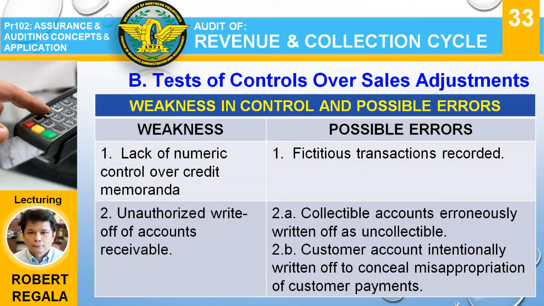Slide 33. The test of controls discussed in slides 8 to 18 and applied to sales adjustment transactions may reveal the following weaknesses and possible errors. Number one weakness is lack of numeric control over credit memoranda, which may lead to recording of fictitious transactions. Number two, unauthorized write-off of accounts receivable might lead to A, collectible accounts erroneously written off as uncollectible, or B, intentional write-off of accounts receivable as uncollectible to conceal misappropriation of customer payments.